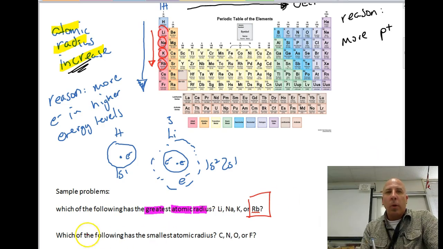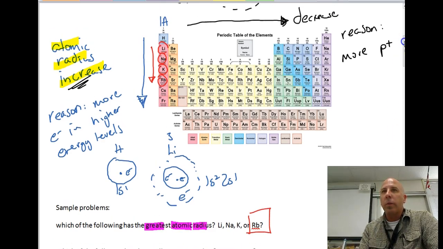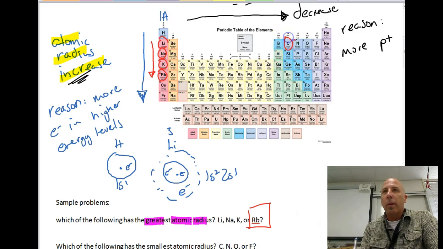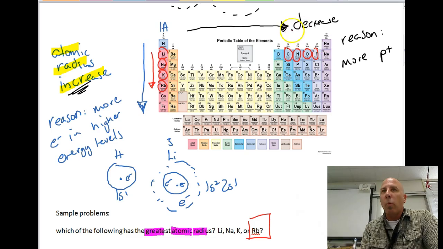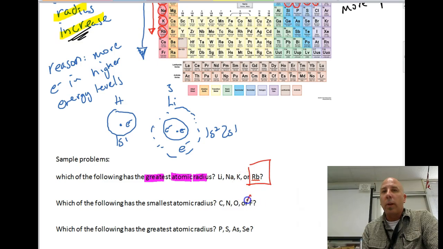Next question. Which has the smallest atomic radius? Well, we have carbon, nitrogen, oxygen, and fluorine on this question. And so here's carbon, nitrogen, oxygen, and fluorine, just like that. And so now as we travel to the right, we decrease the atomic radius, and so the answer is going to be the furthest to the right, which is fluorine in this set. So fluorine would have the smallest atomic radius.